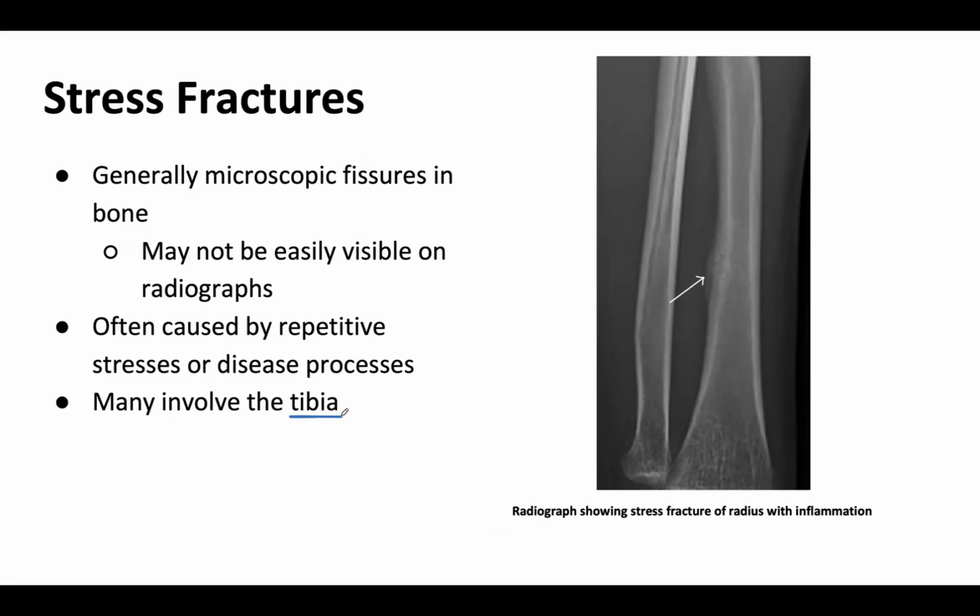Vertebral bodies are another common area for stress fractures. The image on the right is showing an area of stress fractures on the radius, and it also has some surrounding irritation. But sometimes stress fractures don't show very readily on radiographs as well.